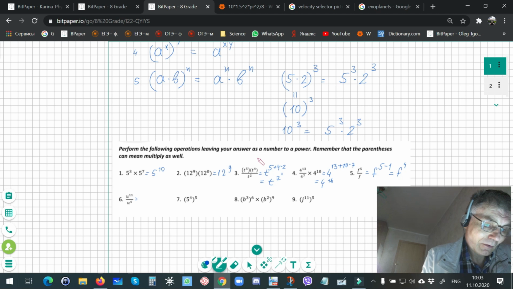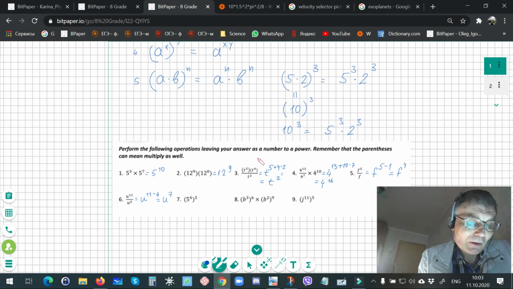There we have the base u, and it gives me 11. I have to subtract 4, and it gives me u to the power of 7. Here, consecutive powers, exponents, and I have to keep the base 5. And remember that this time I don't add, I multiply. 4 multiplied by 5, which gives me 5 to the power of 20.